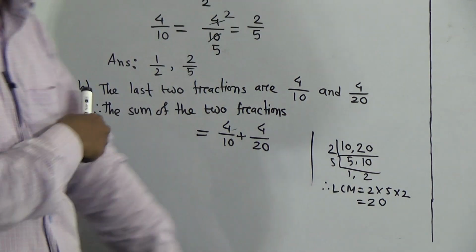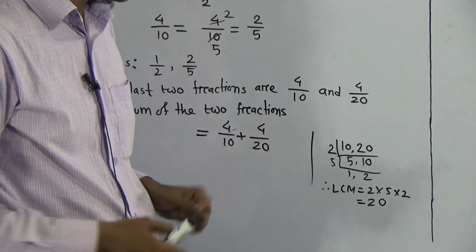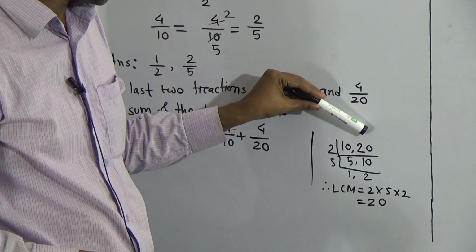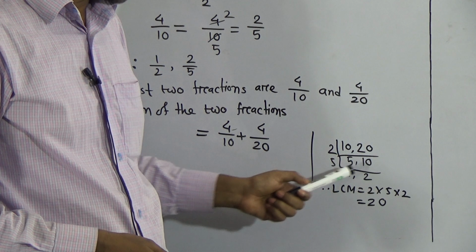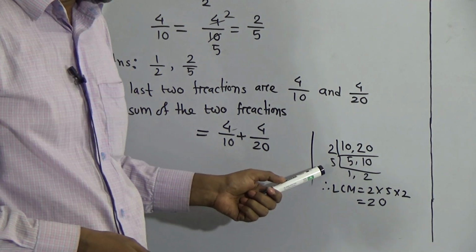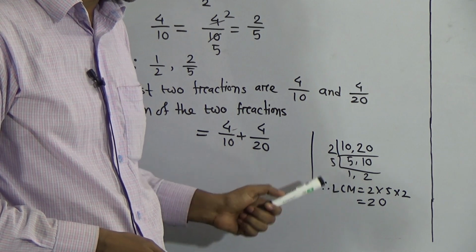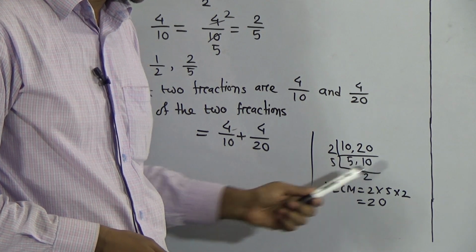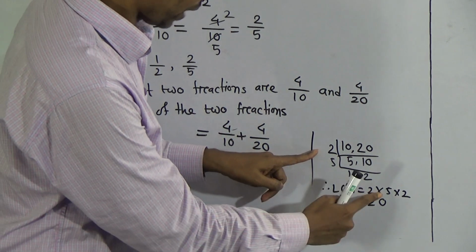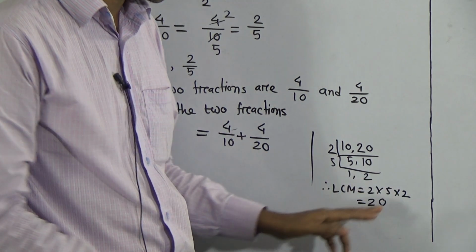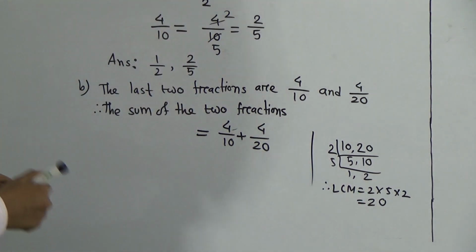Look, student, if you divide 10 by 2, then you get 5. Similarly, if you divide 20 by 2, then you get 10. Now, between 5 and 10, we can select here 5, then 5 divided by 5, we get 1, then 10 divided by 5, we get 2. Then the LCM is 2, 5 and 2. That means the LCM is 20.